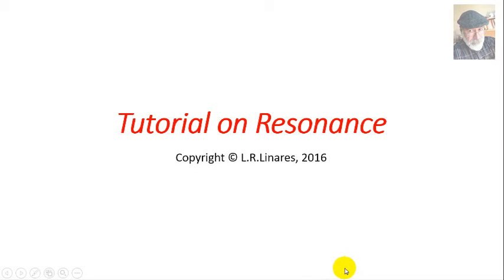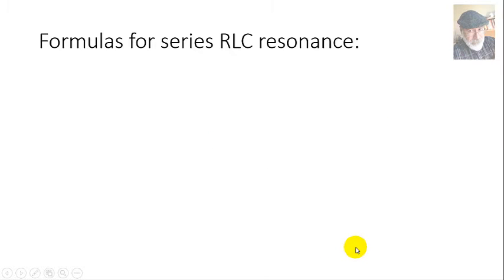Let's have a short tutorial on resonance. And we begin with a review of the formulas for a series RLC resonant circuit. The resonant frequency omega naught is 1 over root LC.